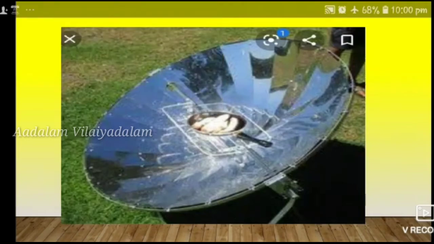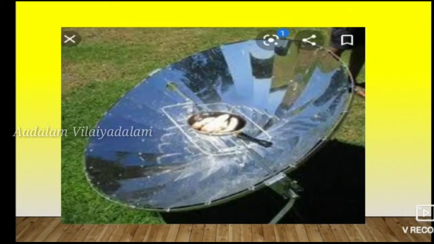And the third one: concave mirrors are used in solar cookers, that is in solar panels, and they collect the light from a larger area and focus it onto a small pot, used like a parabolic mirror.